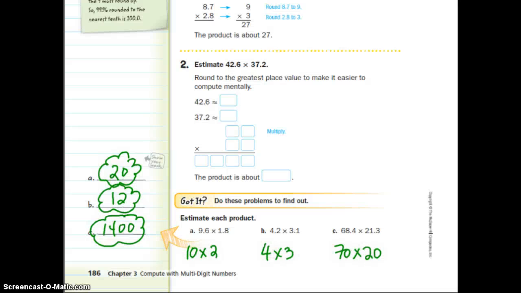Did you get what I got? I got an estimate of 20, 12, and 1,400. Again, I round up when we have multiples of 10 to the nearest whole 10. So in C, I rounded 70 times 20. 7 times 2 is 14. Add 2 zeros. Turn the page.